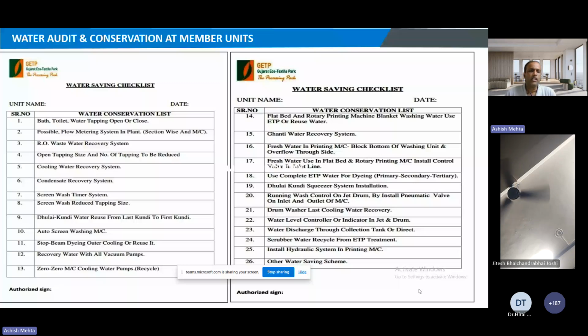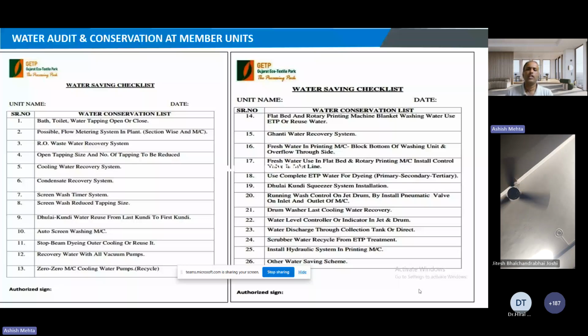Very simple measures like tap size changing, cooling water recovery, condensate recovery, screen wash timer system, then replacement of water in the washing tank from the first tank to the last tank and so on. Automation, particularly providing a PLC system for the jet drying machine, drum washing machine, and so on, then utilizing certain waste streams for scrubbing application, for dust control, for cold storage, recirculation of water in the printing machine, and so on. These kinds of initiatives we implemented.